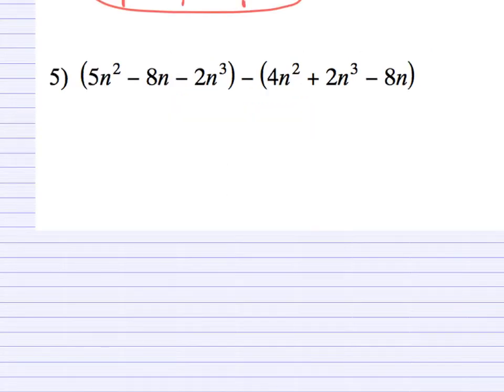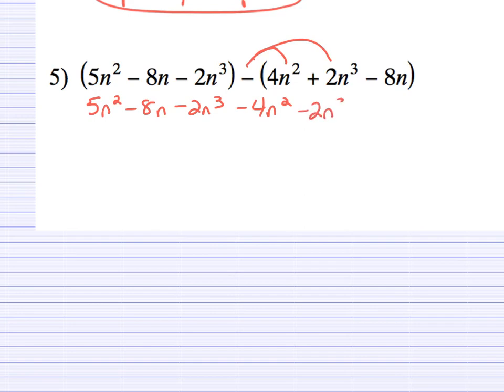Number 5, we have a trinomial minus another trinomial, which means we have to do the distributive property. So again, we need to distribute this minus symbol first. I'm going to bring everything down on this trinomial because there's nothing to do yet over here. Negative times 4n squared is negative 4n squared. Negative times 2n cubed is negative 2n cubed, and negative times negative 8n, negative times negative is positive 8n. From here, I'm going to look and combine my like terms, and I'm going to put it in standard form as I go.